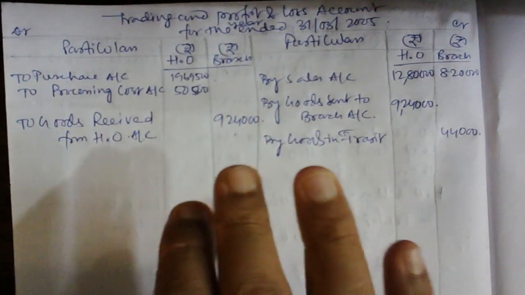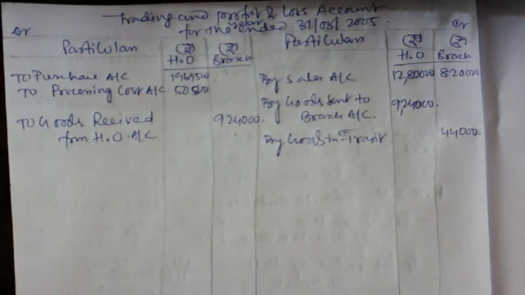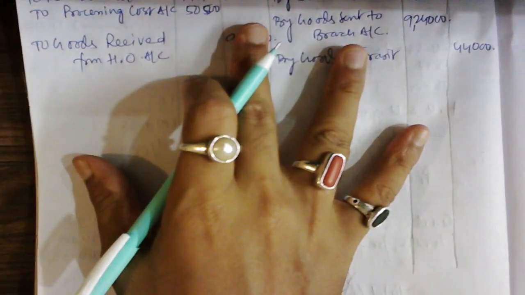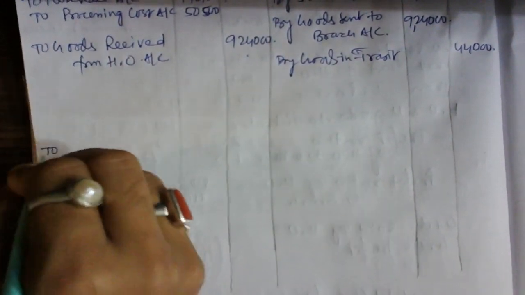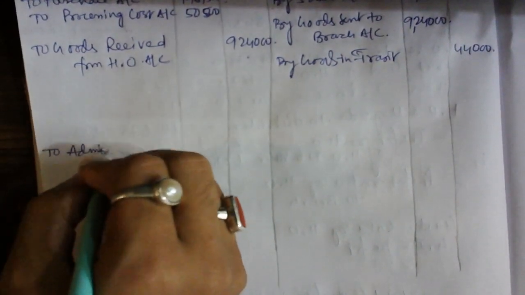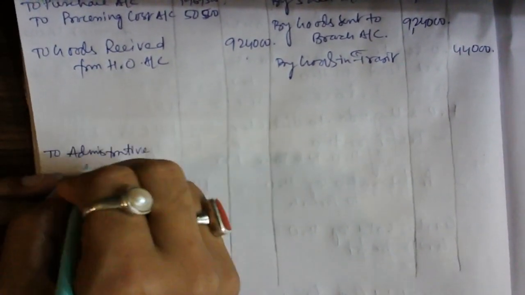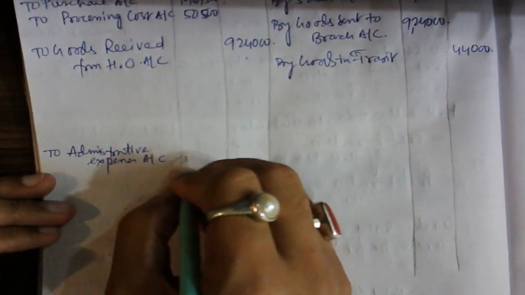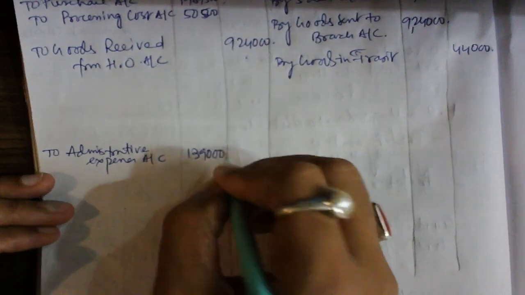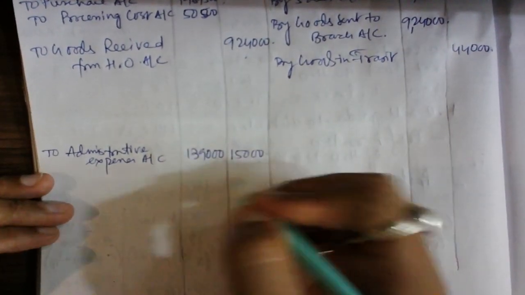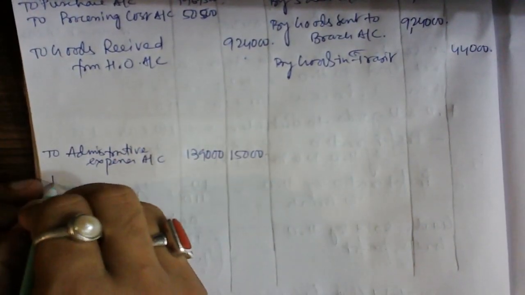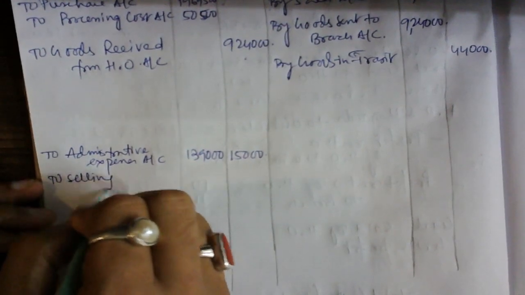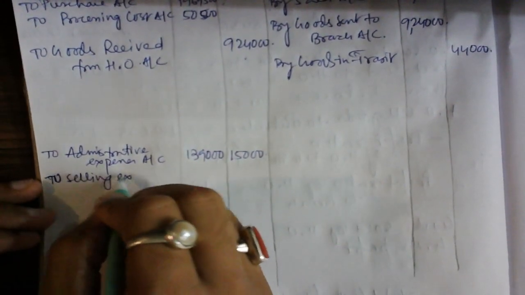अब हम लोग एक काम करते हैं, इसके बाद और क्या करेंगे, देखिए, यहाँ पे आगे बढ़ते हैं थोड़ा. ठीक है, now after this we have certain expenses, please plot them, then we are going to make other things. Now to administrative expenses, how much is it, sir? 139 and 15,000. Other than this, what we have, selling expenses, you can write selling expenses, sir. To selling expenses, sir.